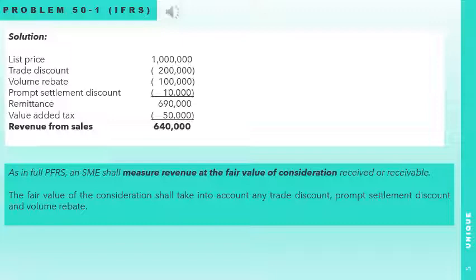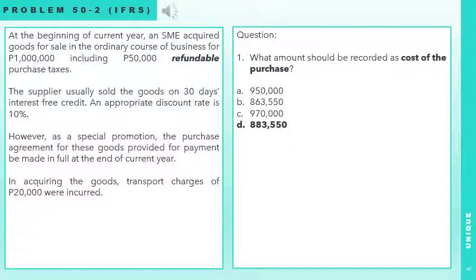So, sa list price ng goods na 1 million, ibabawas natin dito ang trade discount na 200,000, volume rebate na 100,000 at 10,000 prompt settlement discount since kailangan itong i-take into account. We will get the remittance of 690,000 o yun ngang naging full settlement ng customer. Pero dahil kasama ang value-added tax collectible sa na-receive ng SME, kailangan din itong i-deduct kaya naman ang total sales revenue ng entity ay 640,000. So next po. Problem 50-2.